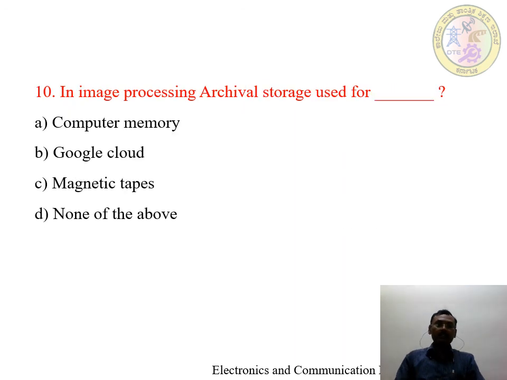And the 10th question is, in image processing, archival storage is used for? Options are computer memory, Google Cloud, magnetic tapes, none of the above. The answer is C, that is magnetic tapes.